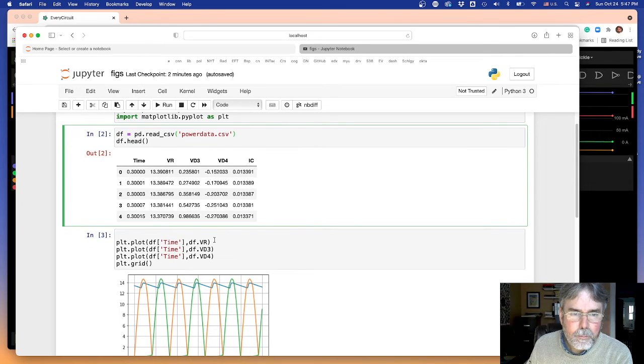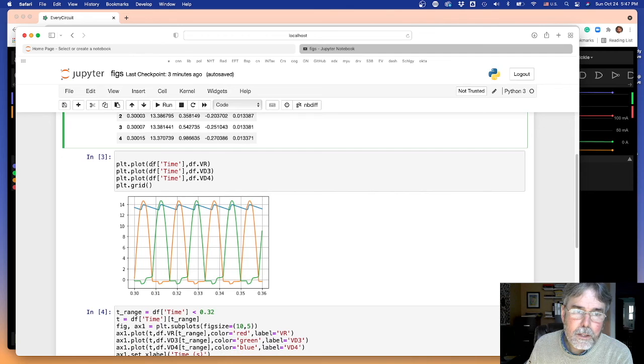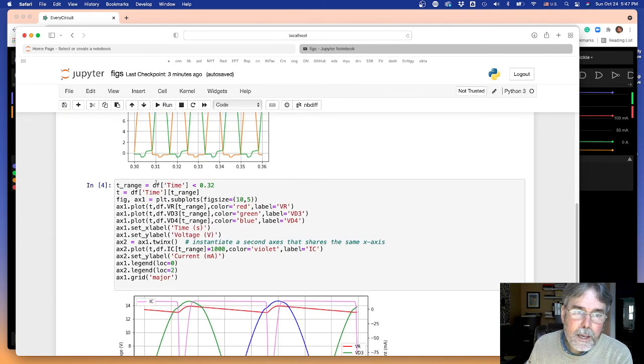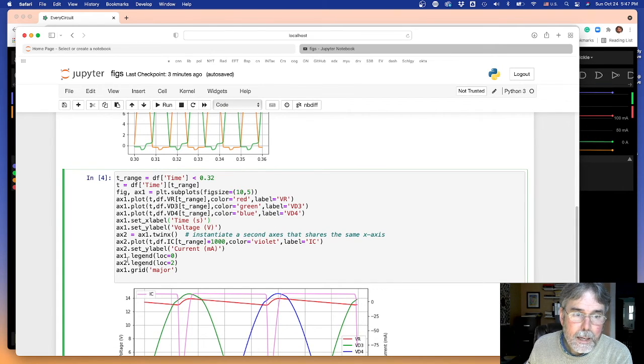So here I grabbed the voltage across the resistor, and then the voltage across those two diodes, and I also exported the current through the capacitor. And you can see here, it's easy to pull those guys in and just look at the raw data. You can even say, hey, I want to look at the data where time is less than 0.32 and graph that. I want to put in some labels on the graph. I want to add a legend, right, for each of those graphs.